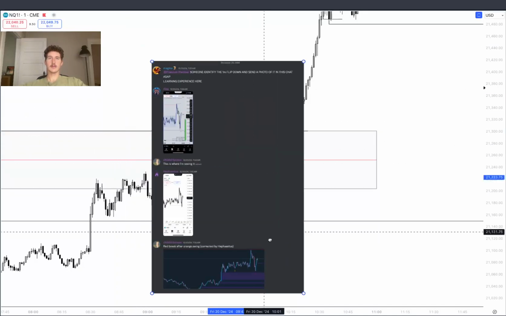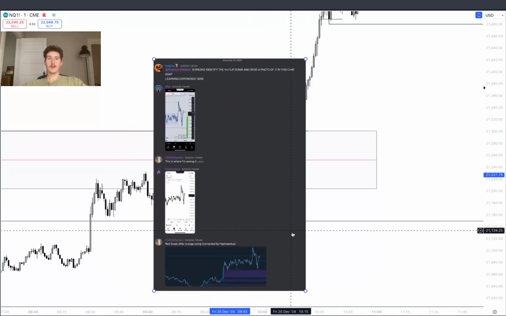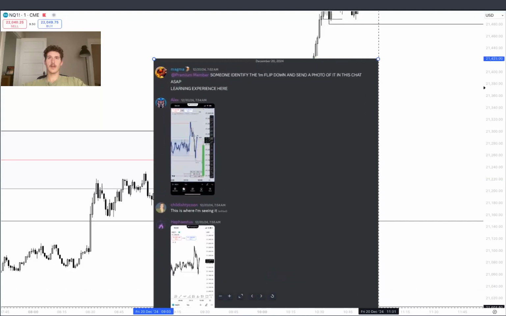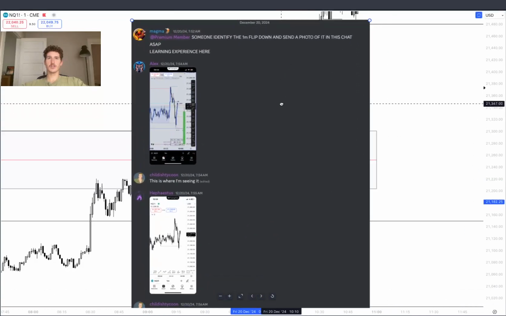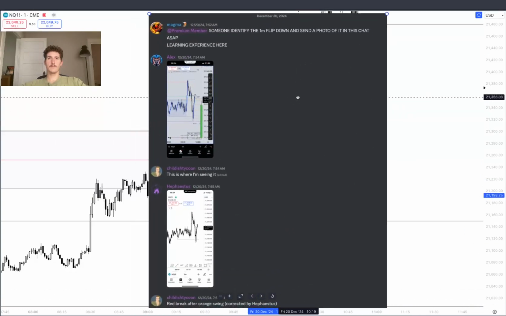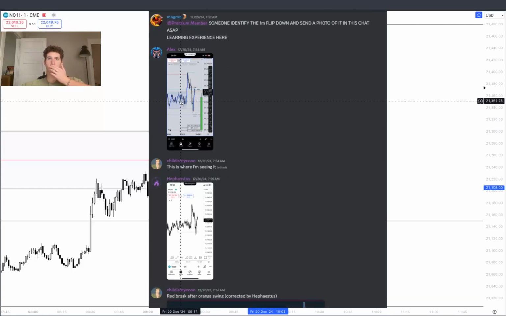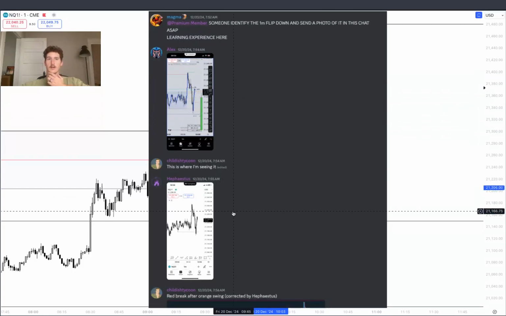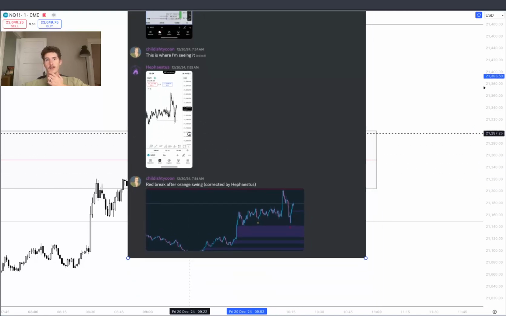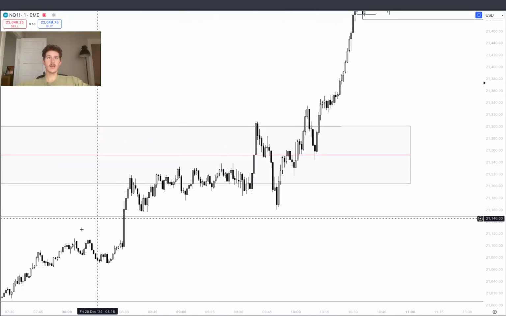I said, someone identify the 1 minute flip down and send a photo of it in this chat, right? And then they all showed me that, see, this is the swing up. So this has been the flip down right here. So they can all identify, see, he has the low marked out. They all know structure, right? And then what we saw was a flip below structure.